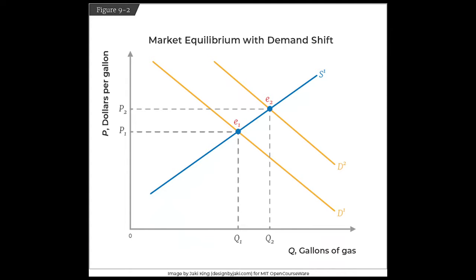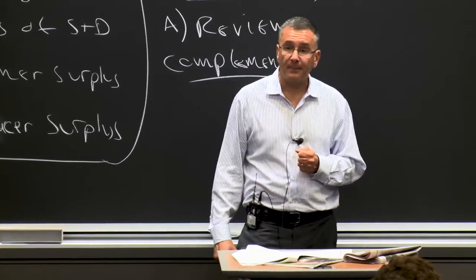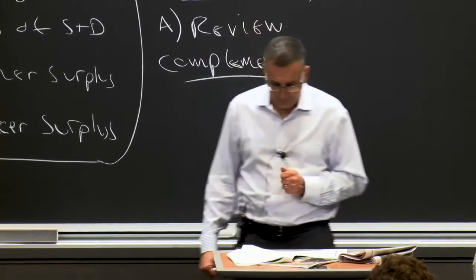Demand shifts out, creating excess demand. Providers, to meet that excess demand, have to produce more, and to produce more, they're going to charge a higher price, and that moves you from E1 to E2. Okay? So we have a shift in demand, which caused us to slide up the supply curve. Okay? Now let's think about a different example.